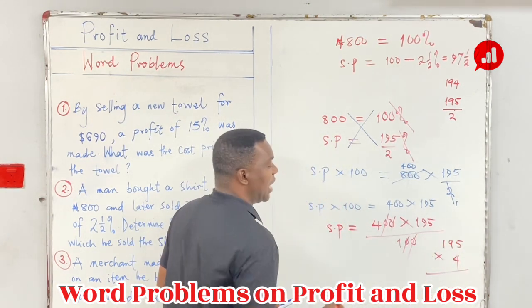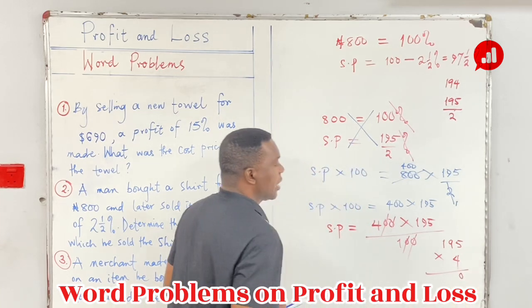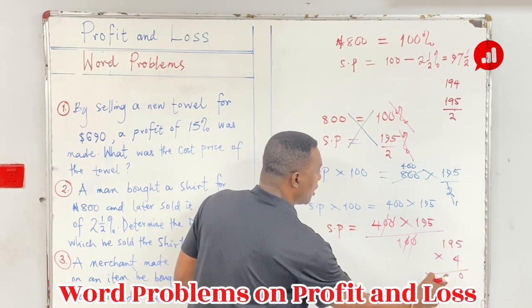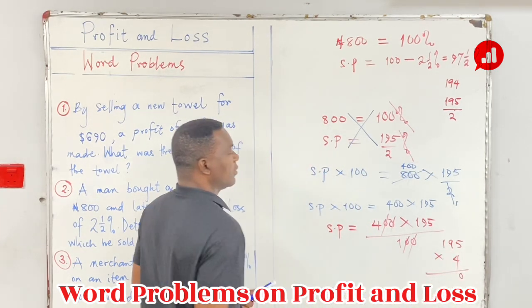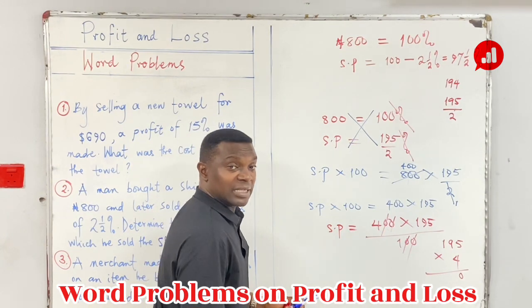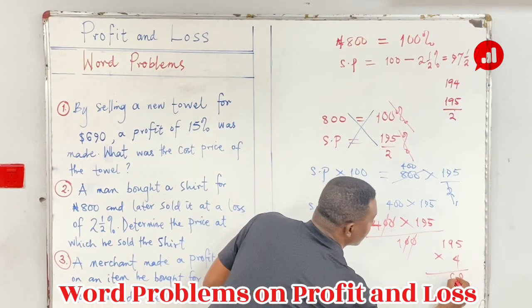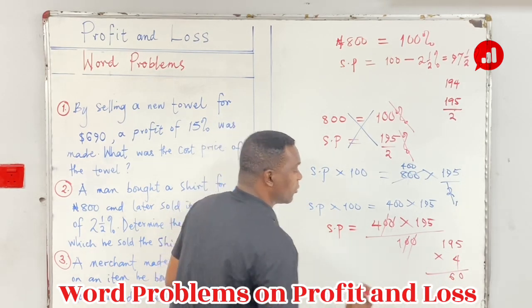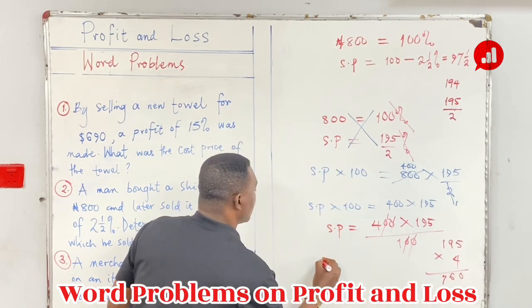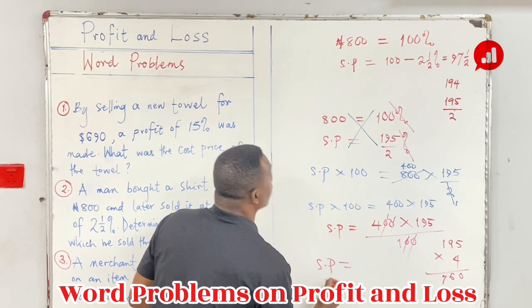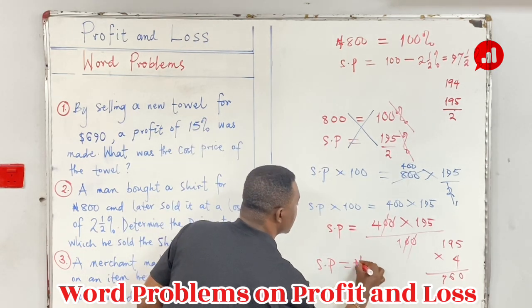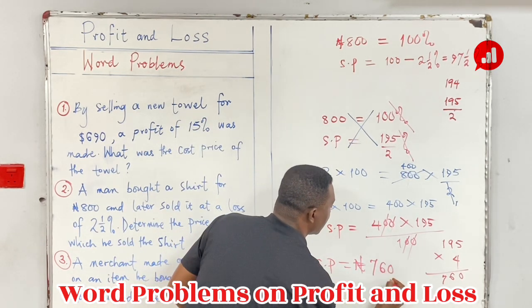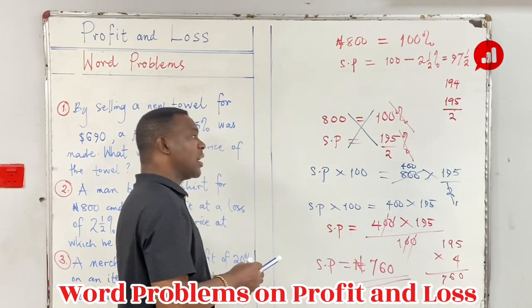4 times 5, 20. We write 0 and carry 2. 4 times 9, that is 36, plus 2 is 38. We have 8, carrying 3. 4 times 1, 4, plus 3, 7. So the selling price is equal to, what do we have? 780 naira. So that is the selling price in this case.